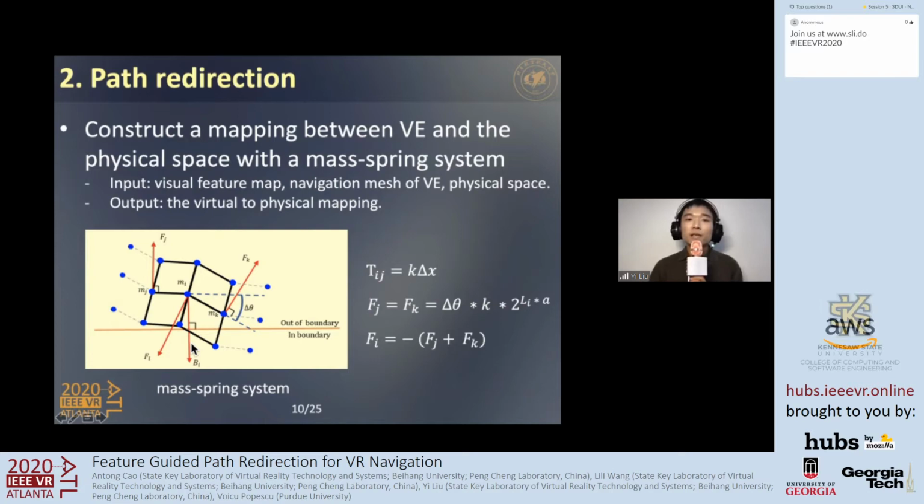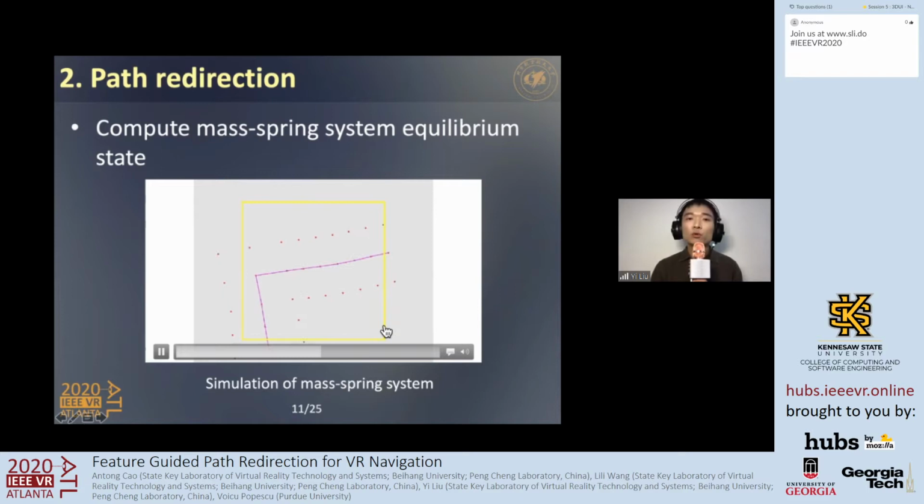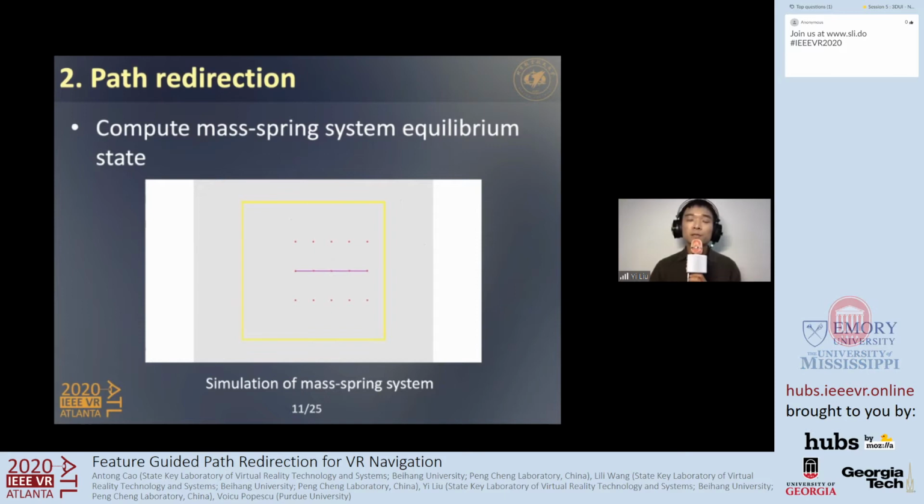Here is the simulation of our mass spring system. The yellow frame is the boundary of the physical space. Red points represent the vertices of the navigation mesh. Lines represent the virtual paths in the VE. The algorithm simulates the mass spring system iteratively until equilibrium is reached. The whole virtual path is inside the physical space, and the virtual-to-physical mapping is constructed.